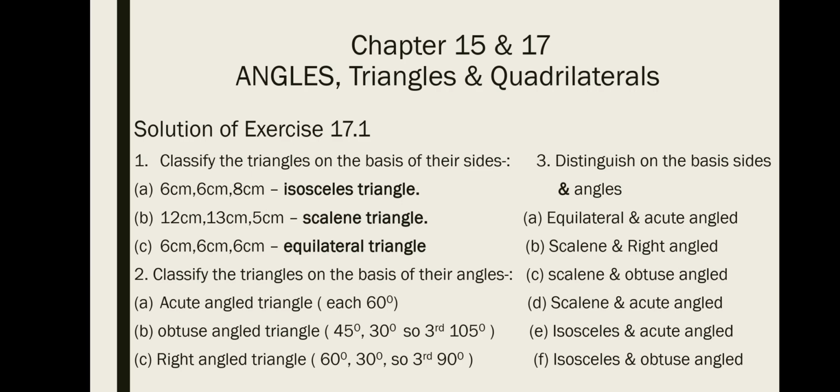Then isosceles and acute. Isosceles because two sides are equal or two angles are equal, and it is acute angle. Isosceles and obtuse angle because one of the angles is given obtuse and two sides are equal, because they have given sides as well as angles. So on the basis of both we have to write. So equilateral and acute angle, first case, scalene and right angle, and so on.